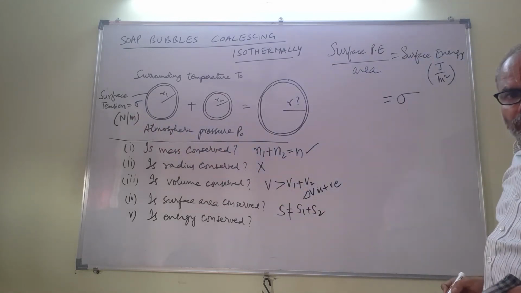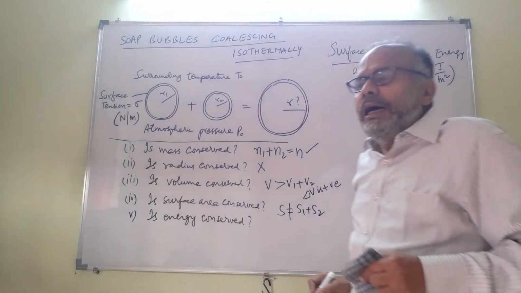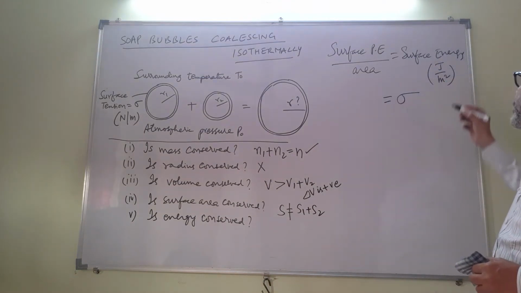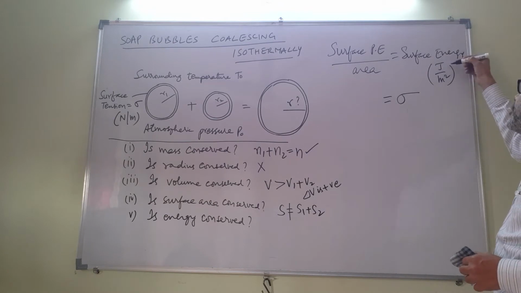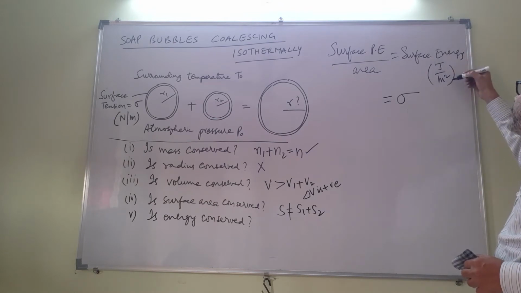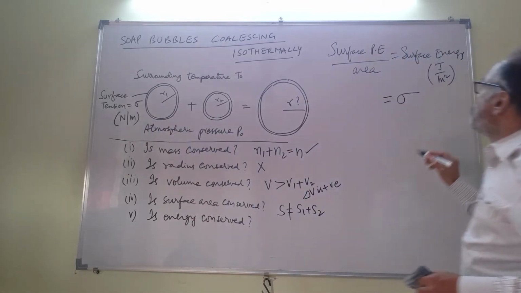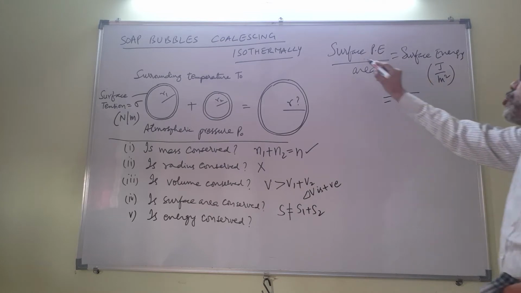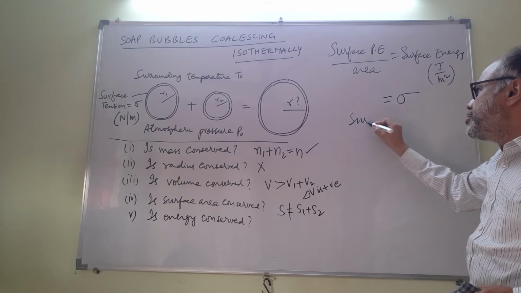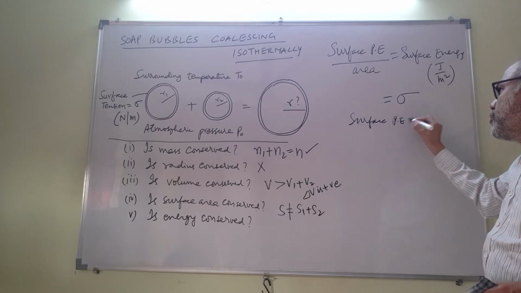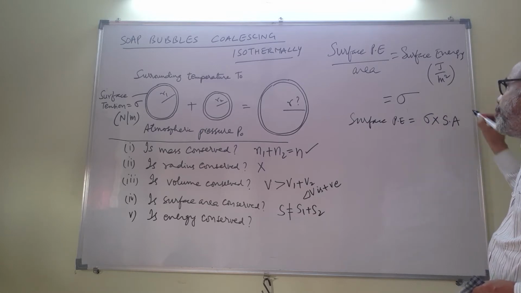We will not go into the proof of that. It is a well-known result that surface energy and surface tension are numerically the same. Dimension-wise, they are the same. As you can see, joule is Newton meter, so Newton meter per meter squared will be Newton per meter. So, the surface energy is sigma, and the surface potential energy is equal to sigma into the surface area.